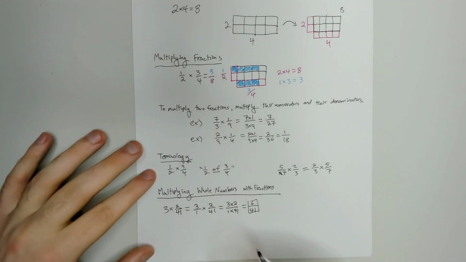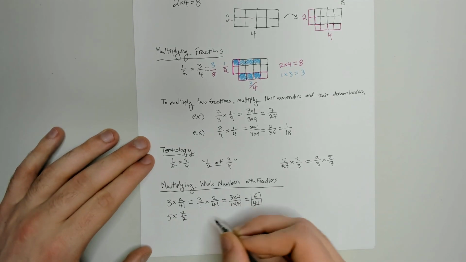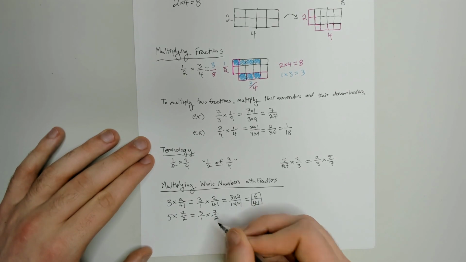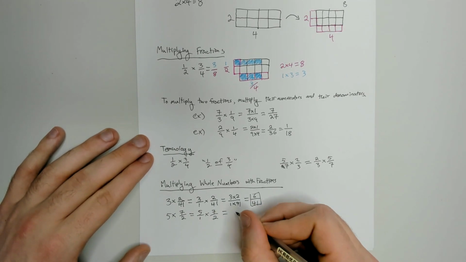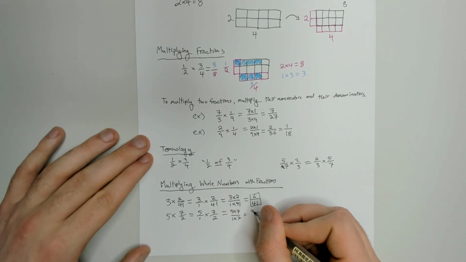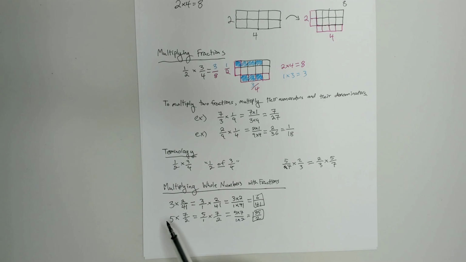But notice that if I did another one, let's say 5 times 7/2, I get 5/1 times 7/2. That's going to be 5 times 7 over 1 times 2, which is 35/2. Notice that every time I have a whole number times a fraction, I'm always going to be getting that denominator of 1. And we know that anything times 1 is always going to be itself anyways, right?